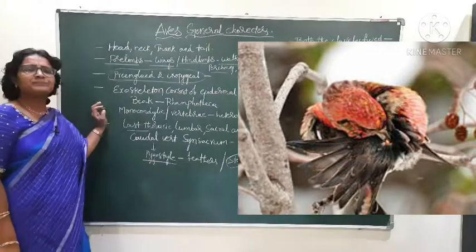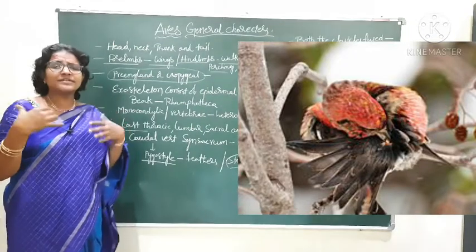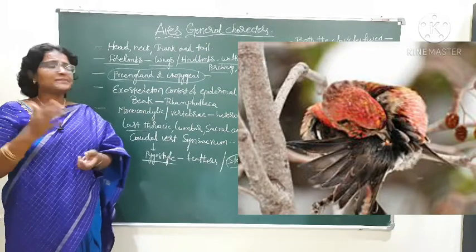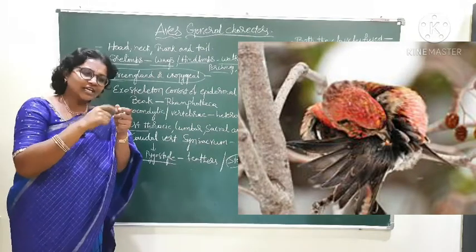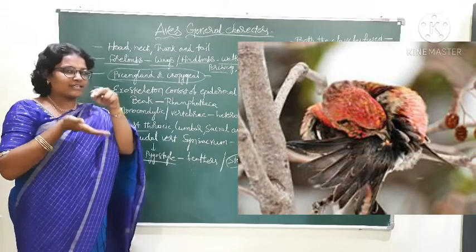Uropygial glands. See, these are the birds which are covered with feathers. Those feathers are cleaned by these preen glands. If we observe a bird, the gland is nearer to the tip of the tail.